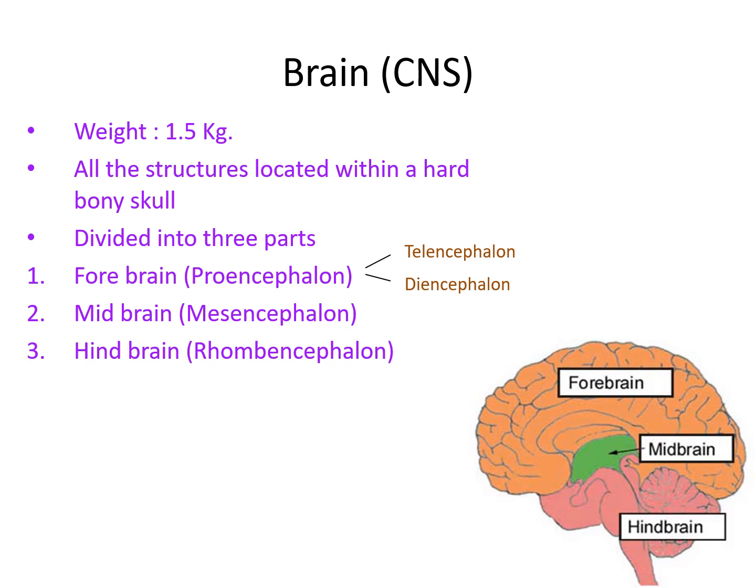The brain weighs about 1.5 kgs. All the structures are located within a hard bony skull. It is divided into three parts: forebrain, midbrain and hindbrain. Forebrain is again classified into telencephalon and diencephalon. Midbrain is otherwise called mesencephalon and hindbrain is otherwise called rhombencephalon.